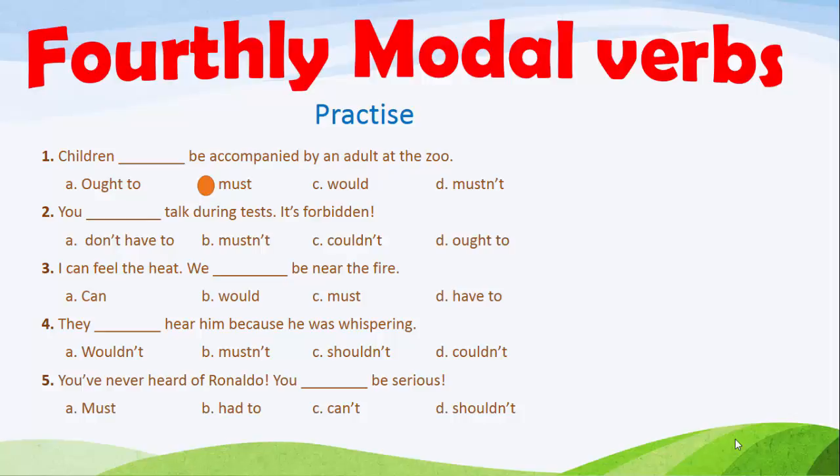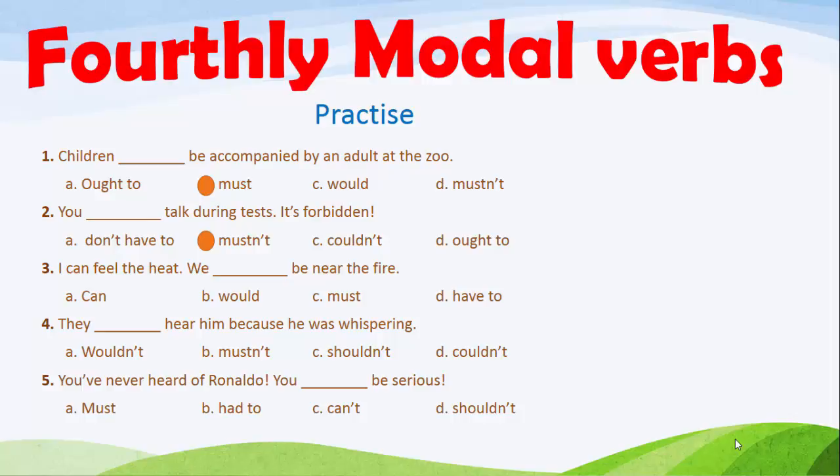Number 2. You blank talk during tests. It's forbidden, and try to pay attention to the word forbidden. It makes sense and gives you a reference to the right answer. Which is correct: you don't have to talk, you mustn't talk, you couldn't talk, or you ought to talk? The correct answer is mustn't, because I'm talking about prohibition. Prohibition means something is forbidden. When I say you mustn't park here, it means it's forbidden to park here.